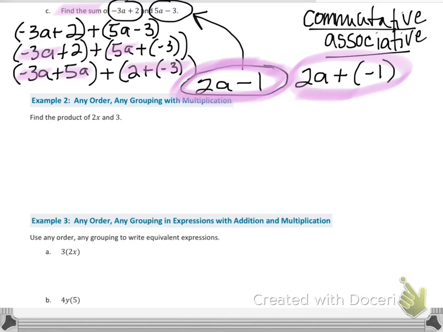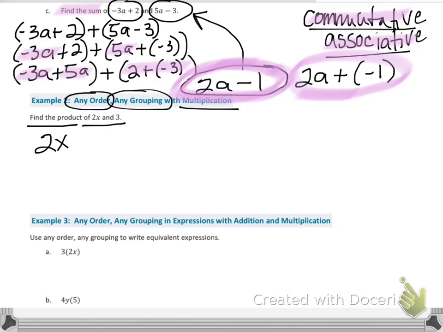Okay, now with example 2, we're going to move into the realm of multiplication. And again, it's this whole idea of any order, any grouping. The commutative and associative properties are going to apply to multiplication as well. So instead of being asked to find the sum, because we're talking about multiplication, we're going to find the product of 2x and 3. 2x is one expression, 3 is another expression. So find the product of those.